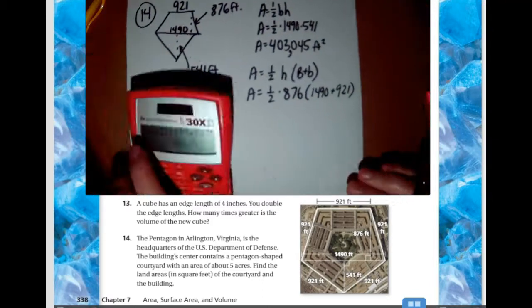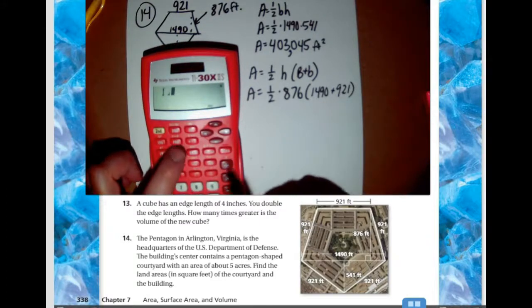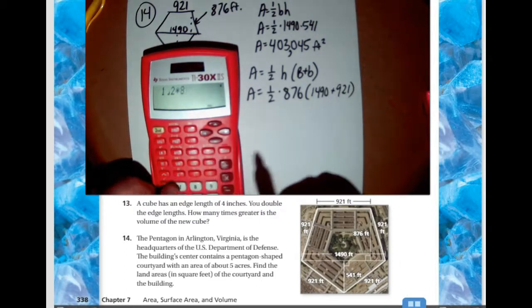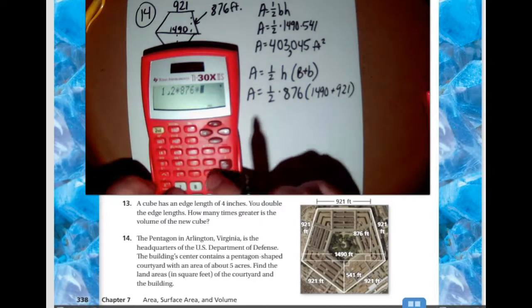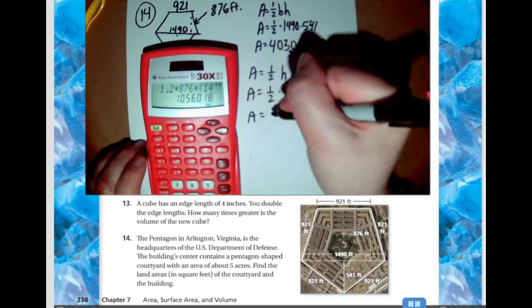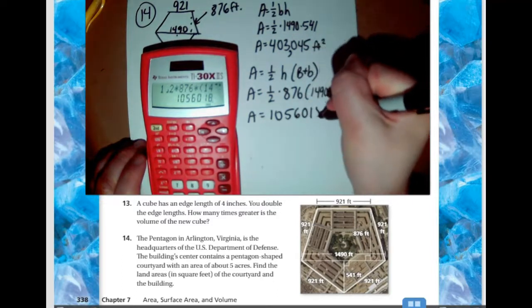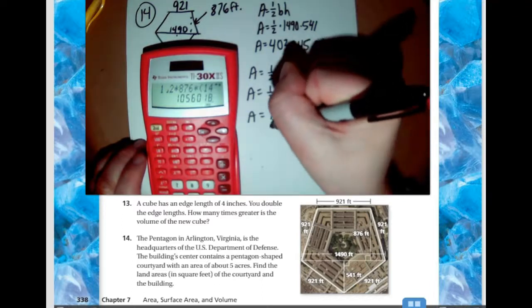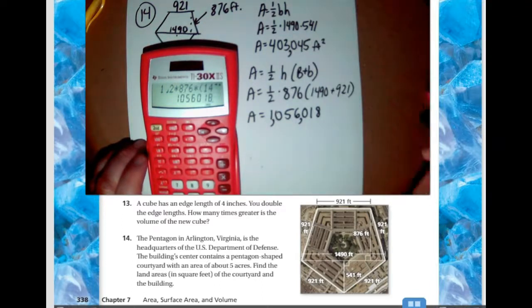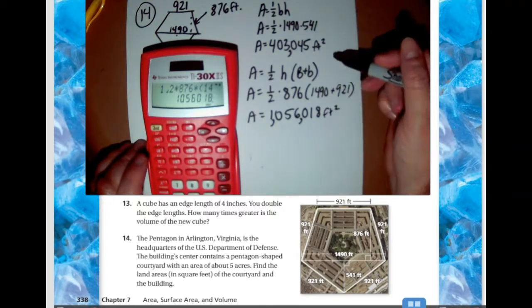So I'm going to plug those into my calculator again, making this work a little bit easier. So I have 1/2 times 876 times, in parentheses, 1490 plus 921, end parentheses, and my area of just the trapezoid part is 1,056,018 square feet. Now you guys know where I'm going next, right?